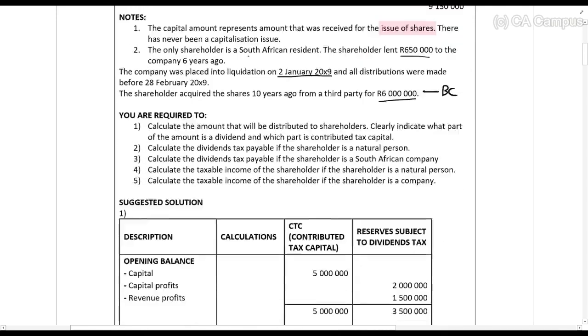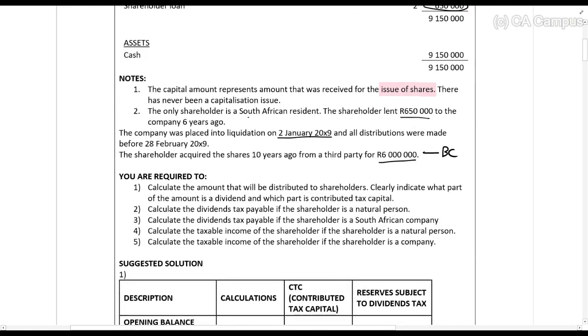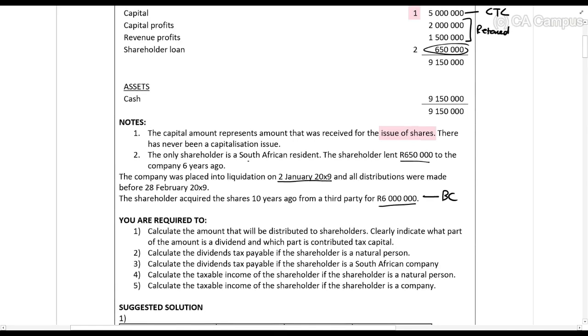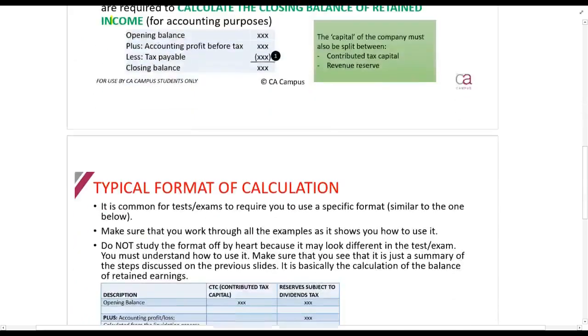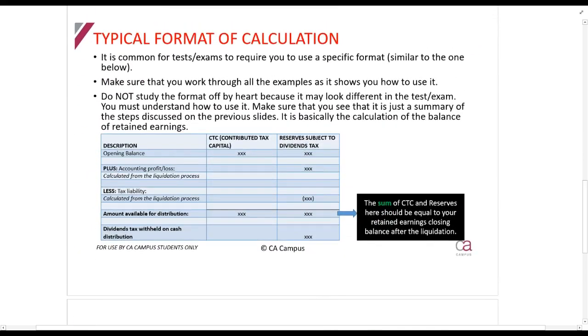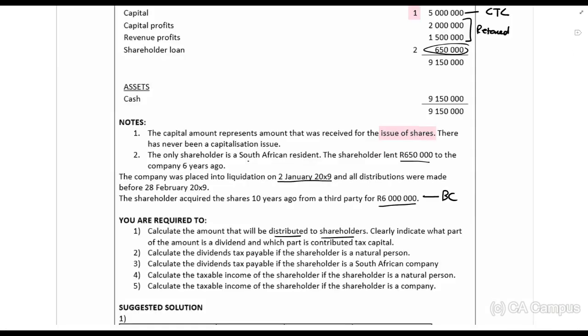Now, broken it down to a lot of things. 1. Calculate the amount that will be distributed to the shareholders. Clearly indicate what part of the amount is a dividend and what part is contributed tax capital. Now, we're going to follow this format here. We split capital, contributed tax capital, and the dividends reserve subject to dividends tax. Opening balance plus accounting profit less tax liability gives us the amounts for distribution.